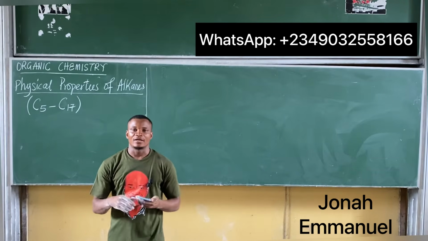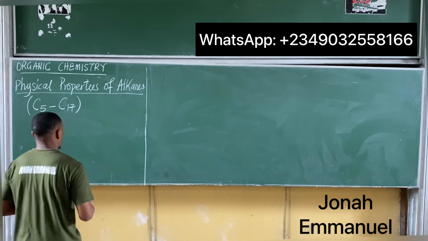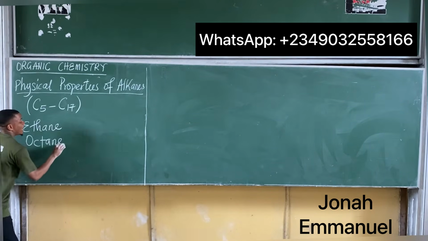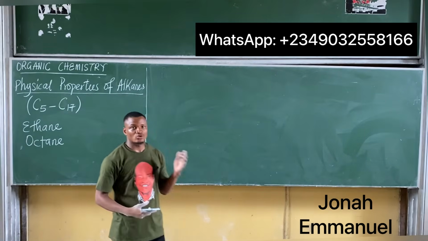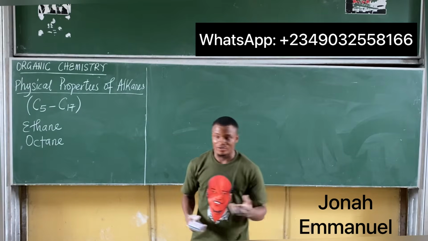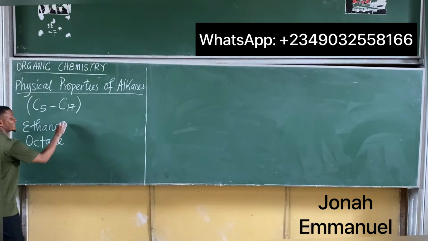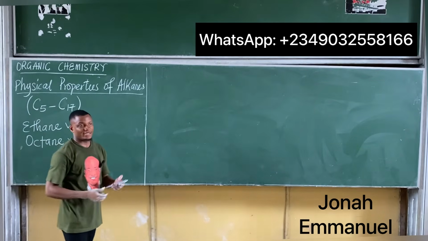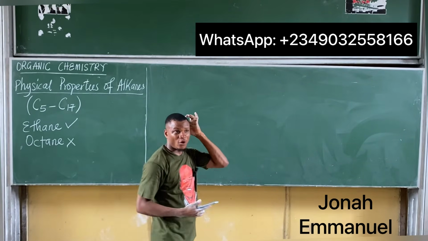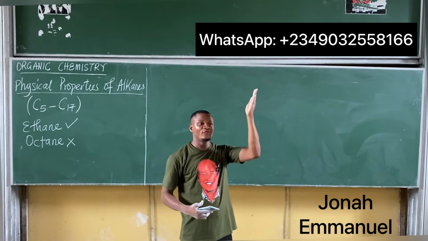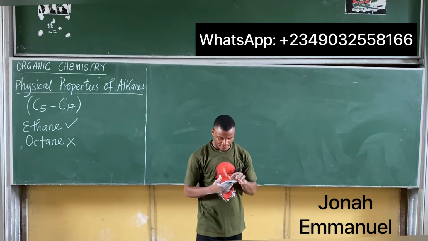Your question last year was something like this. Ethane and octane are gases at room temperature, true or false? The answer is false. Why false? Because this one here is a gas, and this one here is a liquid. So the answer is false. It came out last year. So please note: the first 4 are gases at room temperature. The next 13 are liquids. Above 18, they are solids.